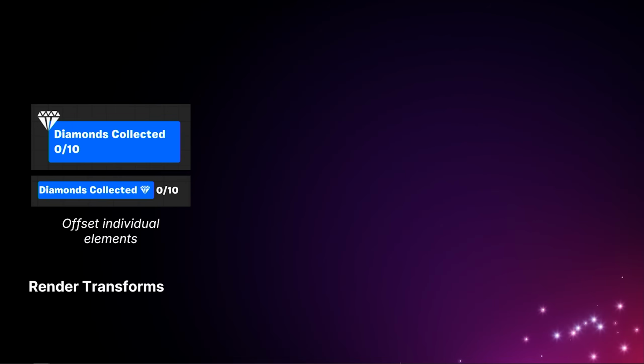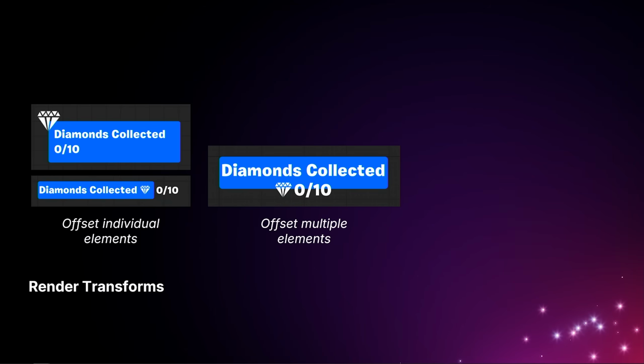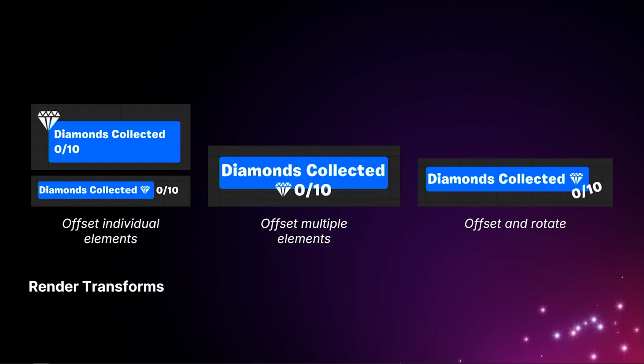So render transforms are situational in some cases. Not to say they're entirely useless, but we should know when to use them as well. They're really good for offsetting individual elements like this. If you want multiple elements, sure, do that as well. Or if you want to rotate stuff and offset it too, go ahead.